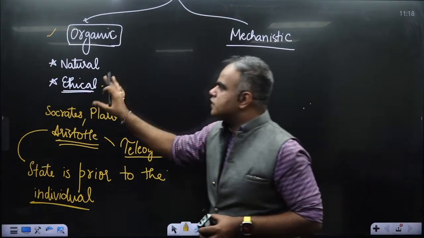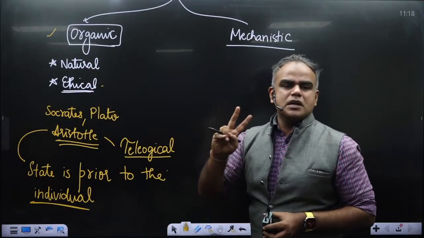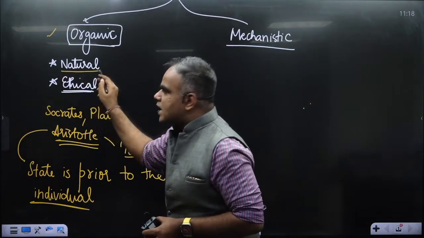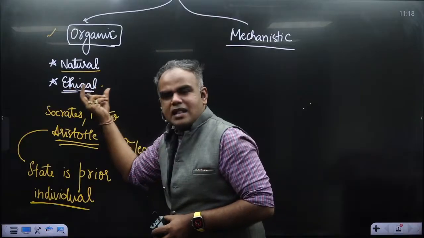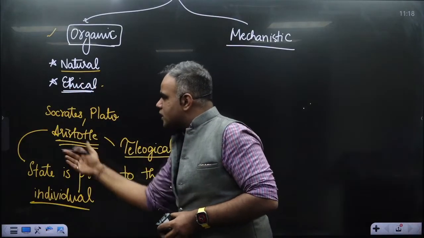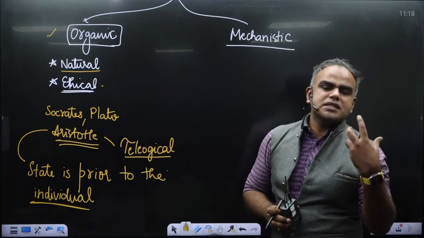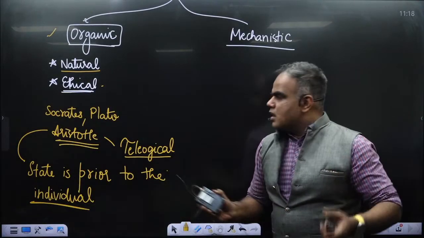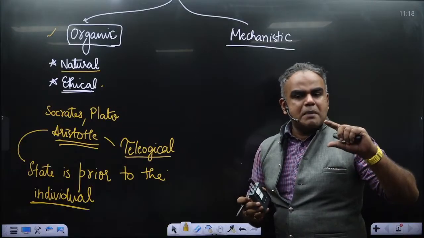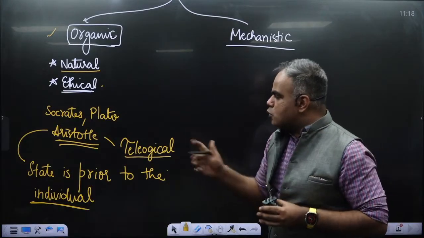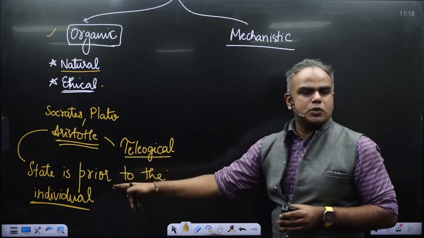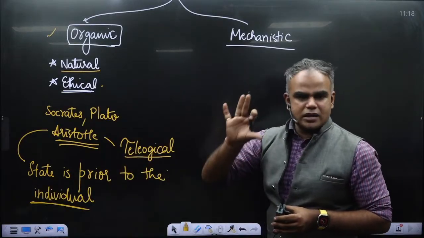So organic theory of state basically are only two simple keywords. It talks about state being a natural entity and state serving an ethical purpose seen in the works of, and all these are, at least Socrates and Plato, I can simply say, these are your idealist normative thinkers. Aristotle having an empirical approach but still would account that state is prior to the individual, okay. This is the organic theory of state.